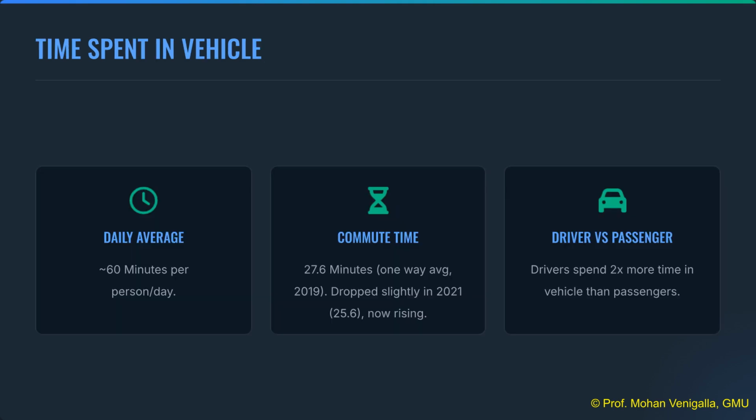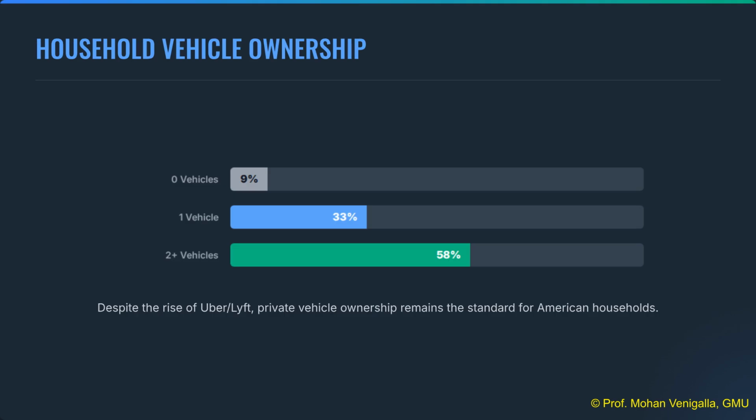The average American spends about an hour a day in a vehicle. Commute times are currently rising again after a slight dip. Interestingly, drivers spend twice as much time in a vehicle as passengers. Even with the growth of ride-sharing like Uber and Lyft, the private vehicle remains the standard for the American household. This ownership rate is critical for all future infrastructure planning.